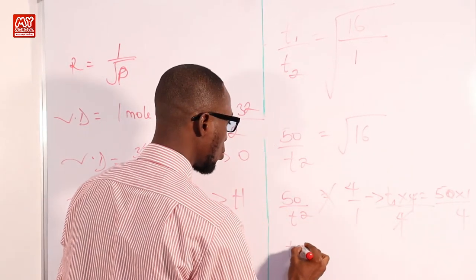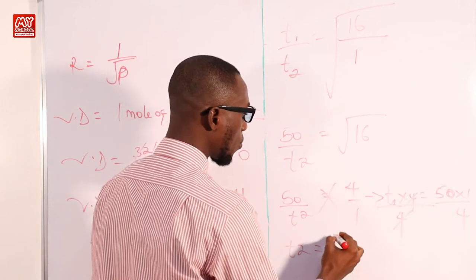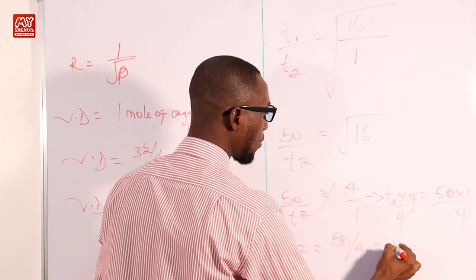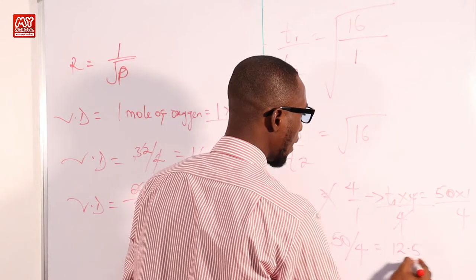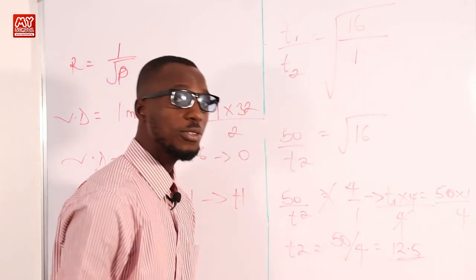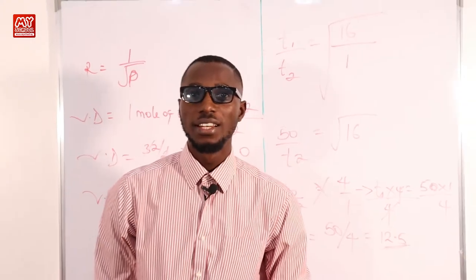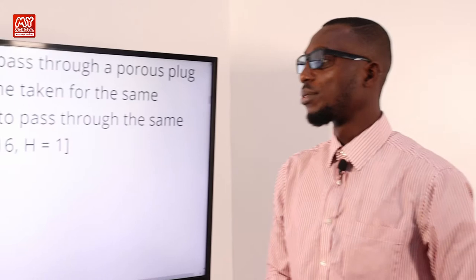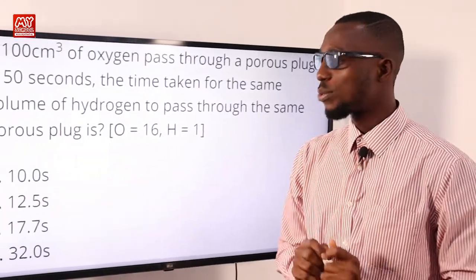So we have T2 equals 50 times 1, that is 50, divided by 4, that gives us 12.5. So let's go back to our screen and confirm the correct option. So we see that option B is correct, 12.5 seconds.